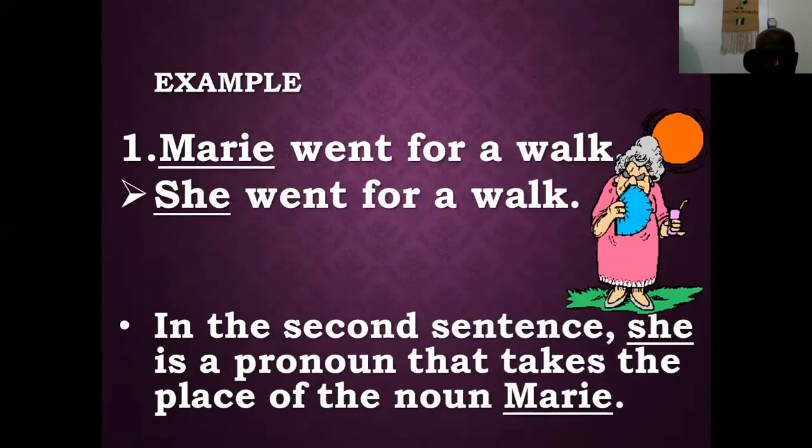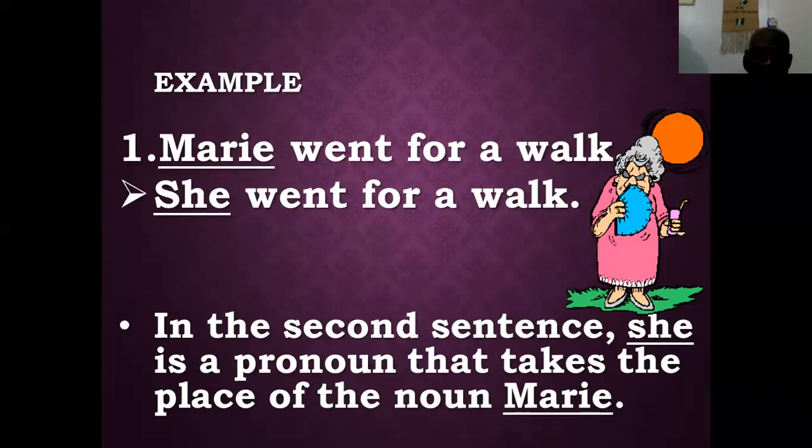Now let's look at the explanation. In the second sentence, she is a pronoun that takes the place of the noun Mary. Now before we can use a pronoun in a sentence, there must be an antecedent. We can't just use a pronoun in a sentence without using an antecedent.